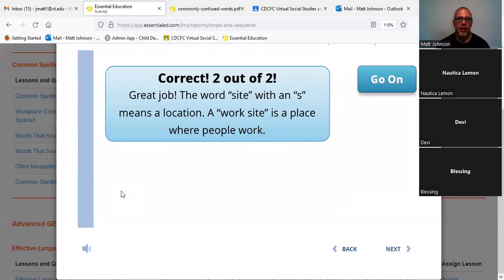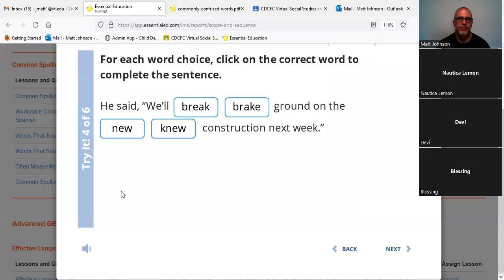All right. Now, moving on. Here are a couple more. For each word choice, click on the correct word to complete the sentence. Okay, so he said, we'll break ground on the new construction next week. So break, we're physically altering the ground, right? We're chewing it up. So it is B-R-E-A-K, breaking ground.